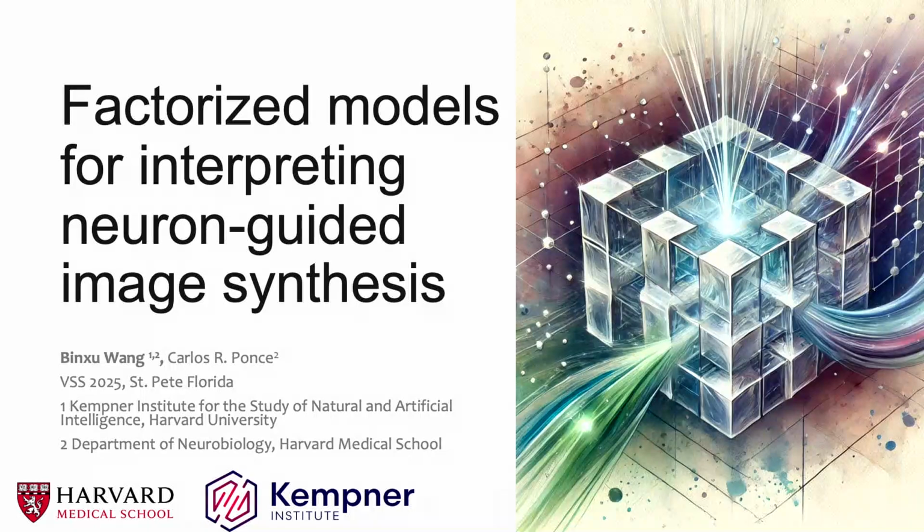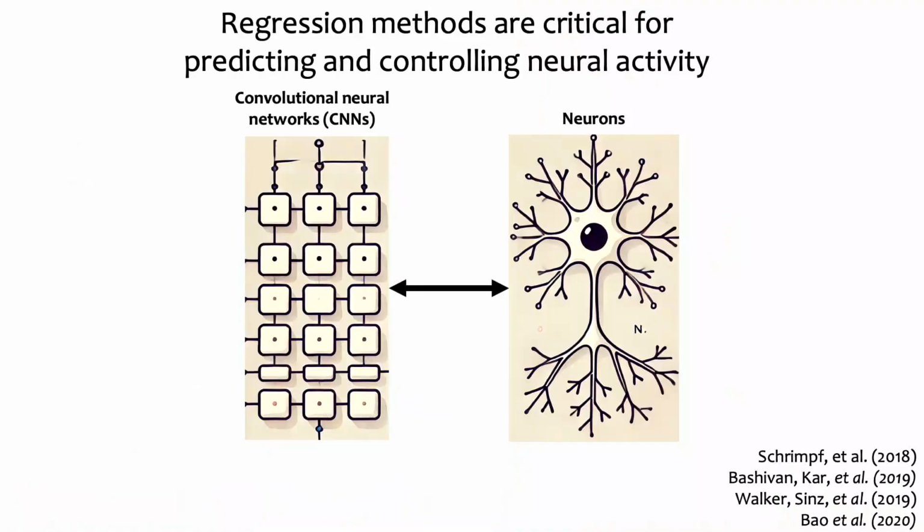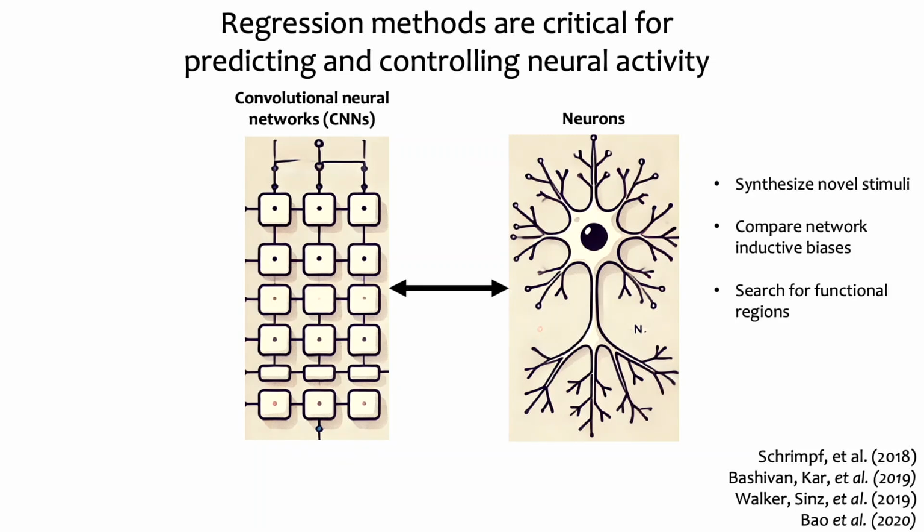Hello, everyone. Today, I'm going to talk about one piece of work that I've done through my PhD with my advisor, Carlos Ponce. As many of us in this room know, regression methods are widely used in the field of visual neuroscience. We have used them for predicting neural activities, and have used them to synthesize images to control neurons, search for functional regions, or define new neuroscience problems.